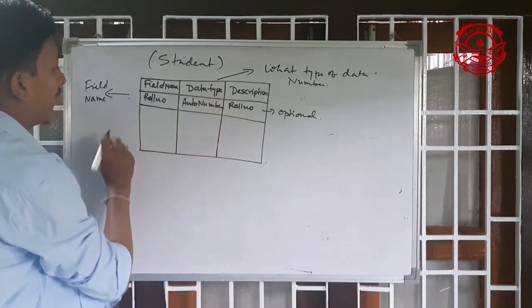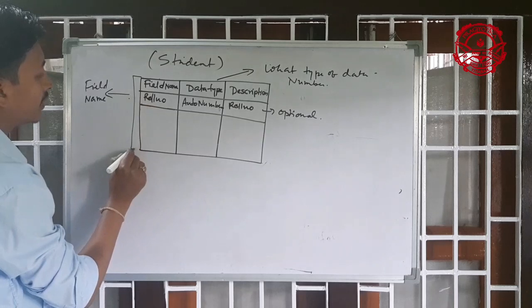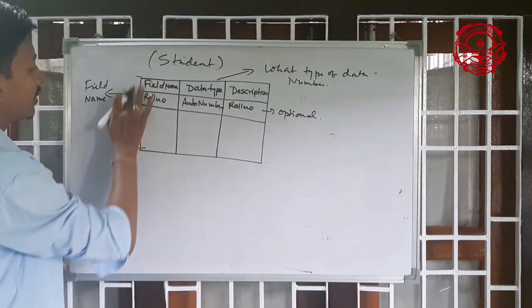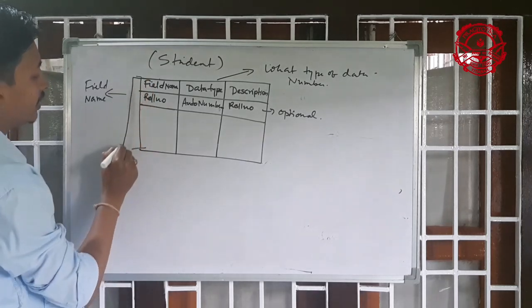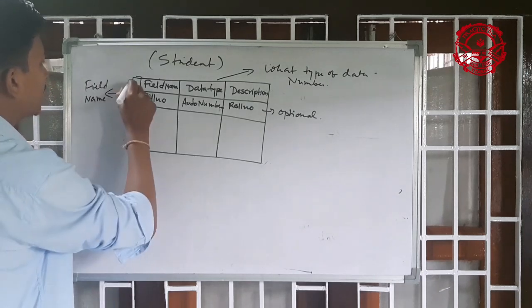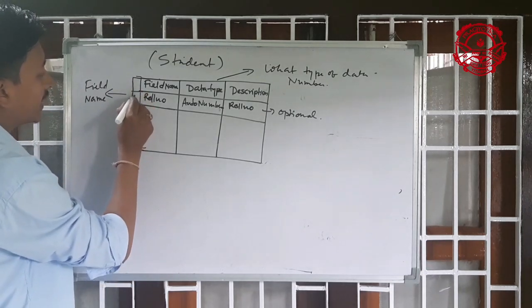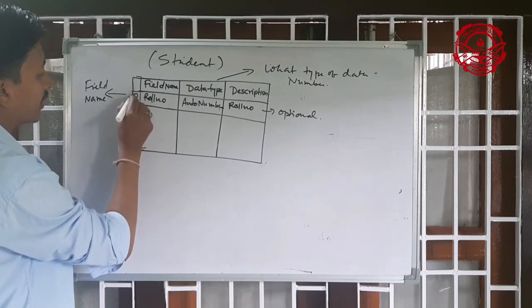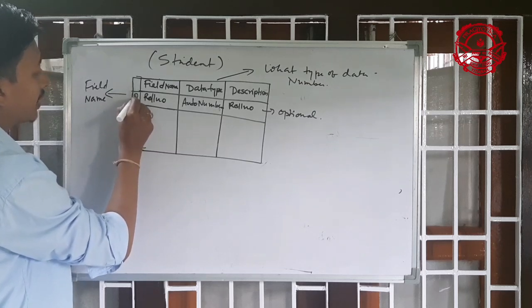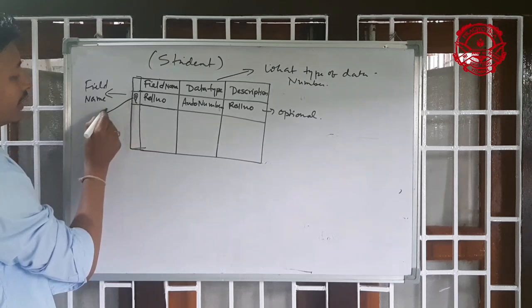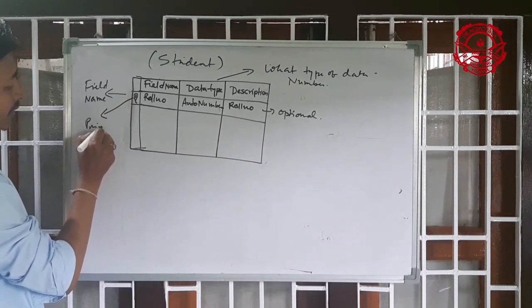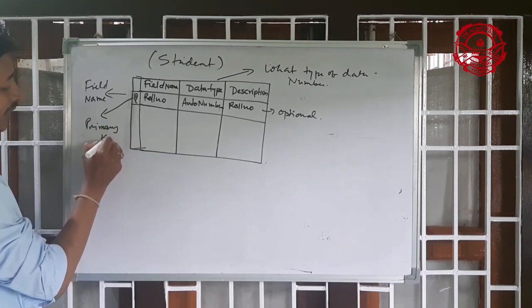Auto number, and in the corner you can see there is a key. This is called the primary key. This is called the primary key field.